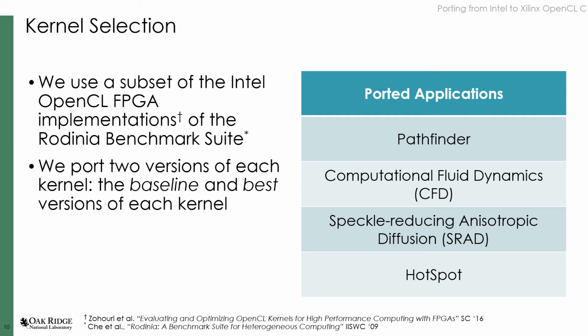The original benchmark suite, created by Che et al., was intended to help benchmark a wide range of parallel computing patterns on emerging architectures of that time, which included GPUs and multi-core CPUs. Zohouri et al. extended Rodinia to include Intel FPGA OpenCL implementations. In their work, they took a structured approach to kernel design by implementing baseline, basic, and advanced versions of each kernel, where each version used one or more combinations of FPGA optimizations recommended by the Intel Best Practices Guide. In this work, we port 2 kernel versions of each application in our subset, the baseline version and the best version, where the best version is the most performant version reported by Zohouri et al.